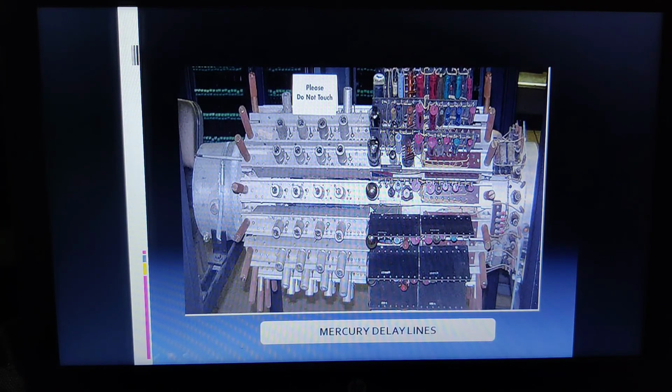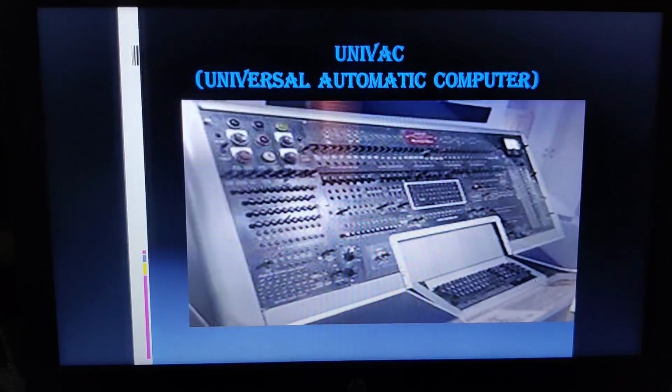And the last one is the Universal Automatic Computer, that is UNIVAC. It was the first ever commercial computer system that came into existence, and it was built by the Remington brand in the United States. We don't have many features about the UNIVAC. You just need to remember that it was the first ever commercial computer produced in the United States by the Remington brand.